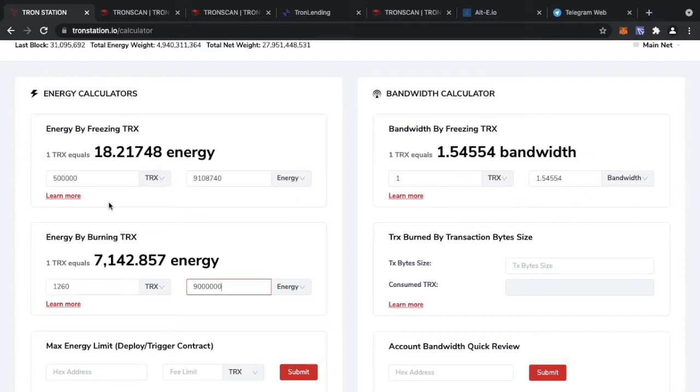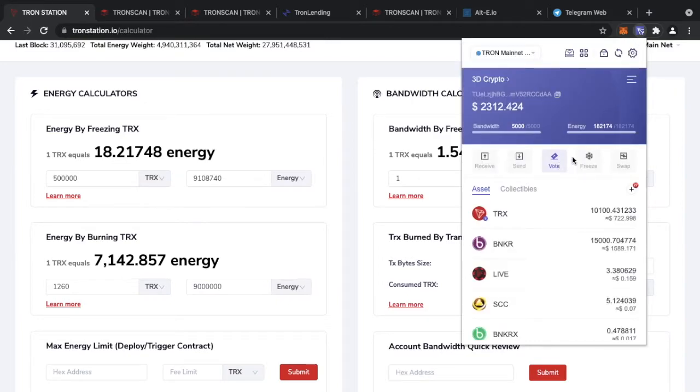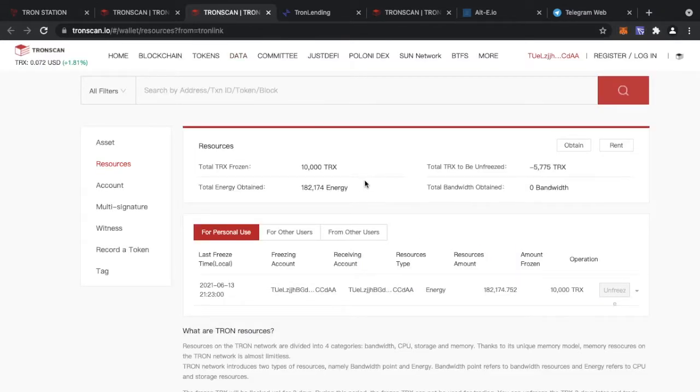So the way you go ahead and get energy is you go basically to TronLink Pro, and you click freeze. When you click freeze, you're going to be shown this page. Basically, this page shows your resources, and it shows you your total TRX frozen. So on my account, I've currently frozen 10,000 Tron, and with 10,000 Tron, I've obtained 182,174 energy. So there's two ways, as I mentioned, you can go ahead and get energy. You can either rent energy or obtain energy.